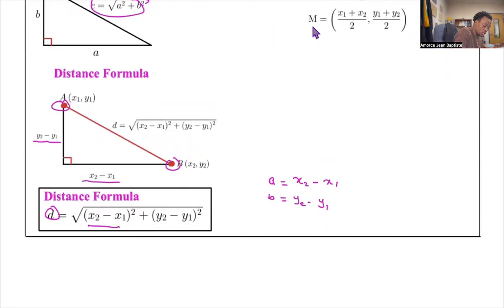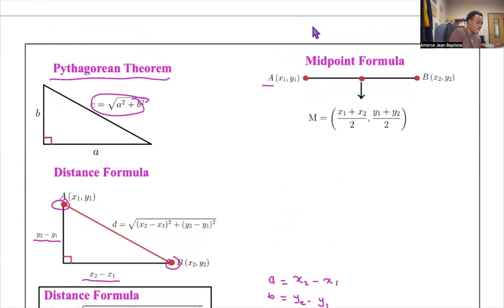D equals the square root of X2 minus X1 squared plus Y2 minus Y1 squared. And then if you consider two points, A (X1, Y1) and B (X2, Y2), in the coordinate system, the midpoint, halfway from one to another, if I call it M, is found by adding the X values divided by two for the X coordinate of the midpoint. And the Y coordinate of the midpoint would be adding the Y coordinates and dividing by two.